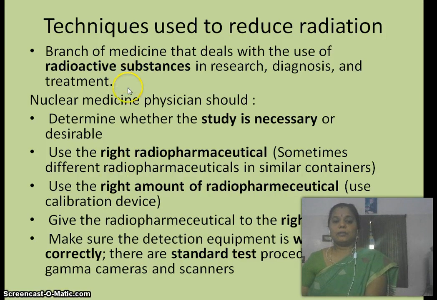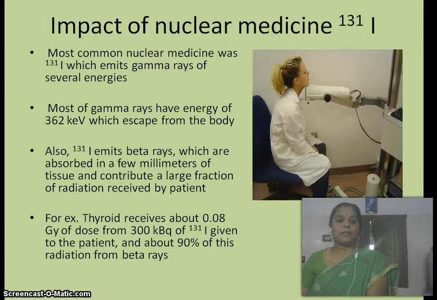So the responsibilities of the technician are to determine whether the study is needed or desirable, and if so, to ensure he is giving the right radionuclide pharmaceutical to the patient, in the right amount, and to the right person. He should also ensure the equipment is working properly, and that the standard regulatory test procedures for gamma cameras and scanners are always carried out.